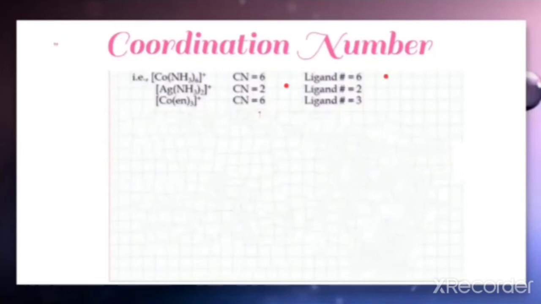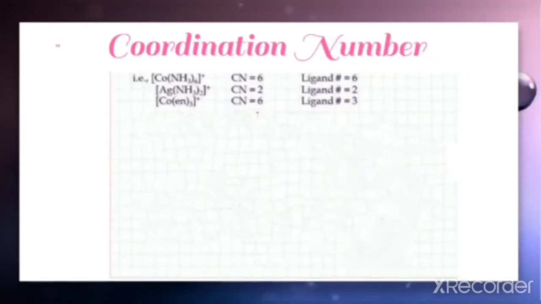In the second case also, the ligand is NH3. One NH3 can form only one coordinate covalent bond with the central metal atom or the ion. So 2 can form 2 coordinate bonds. So the coordination number is 2 here and the number of ligands is also 2 in the second complex.